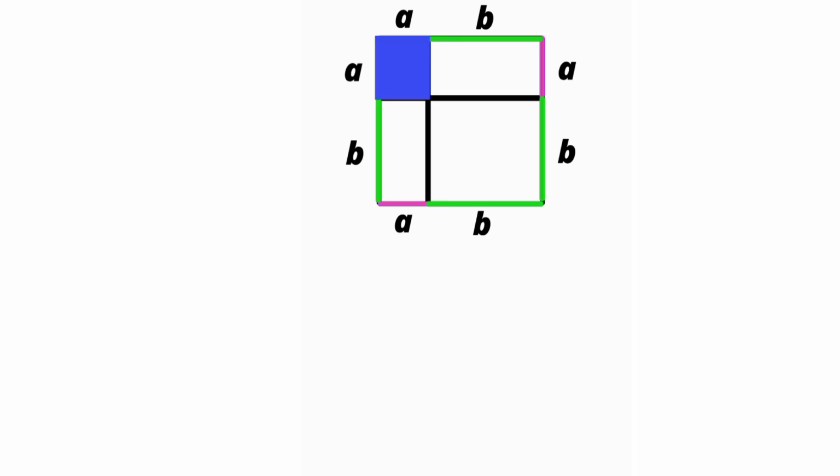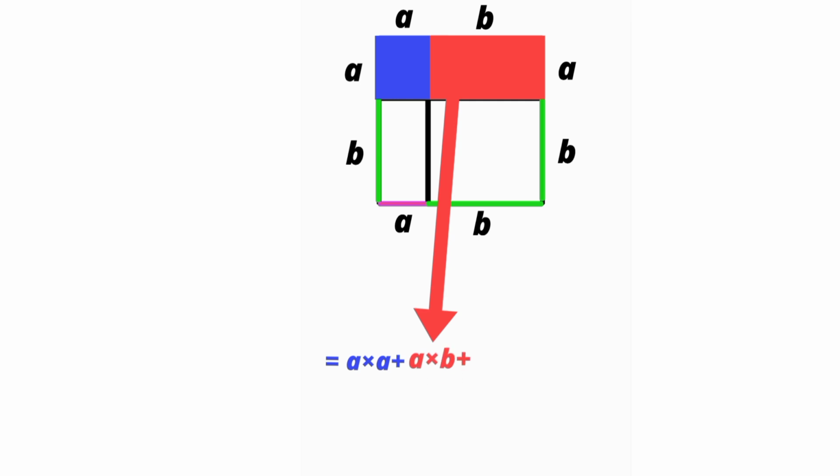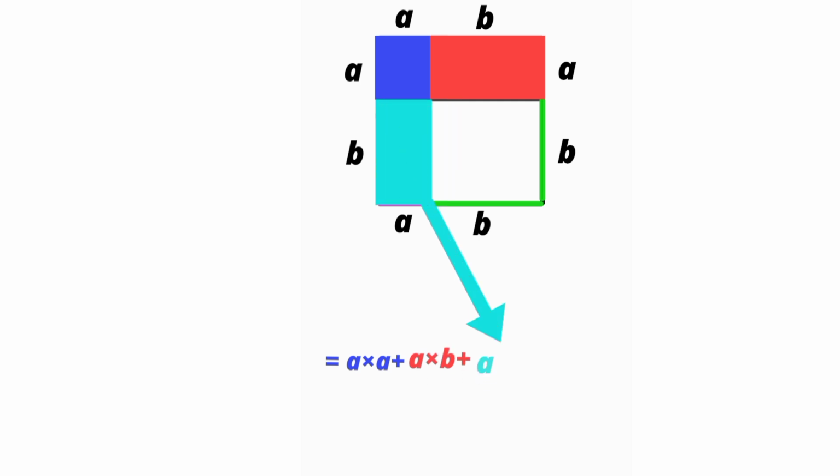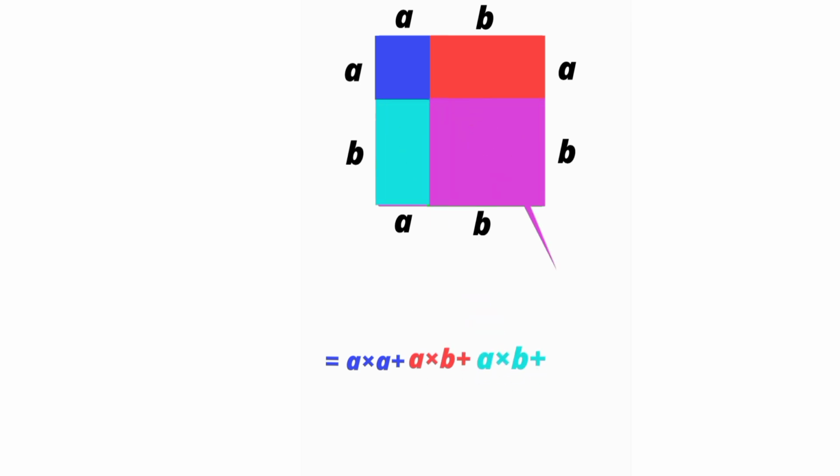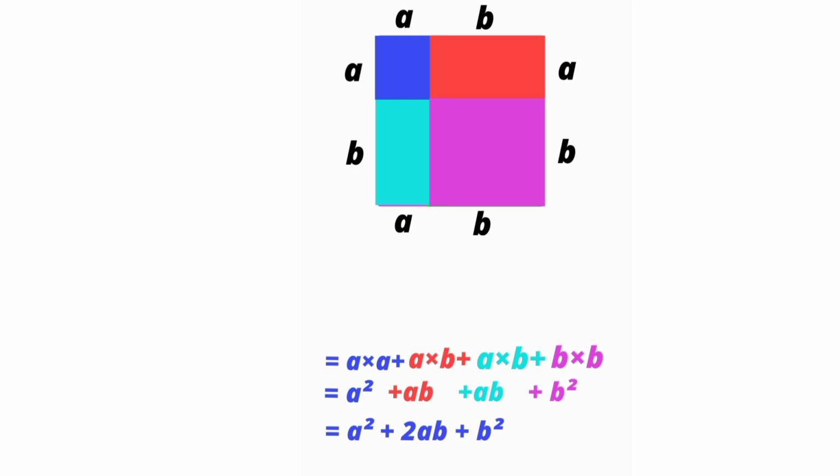So the area of this part is A times A. Similarly, this area is A times B. This one is also A times B. And finally, this one is B times B. Now let's add them all together. Then we get A squared plus 2AB plus B squared.